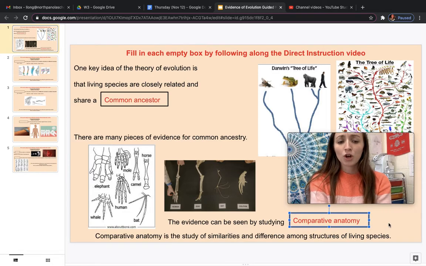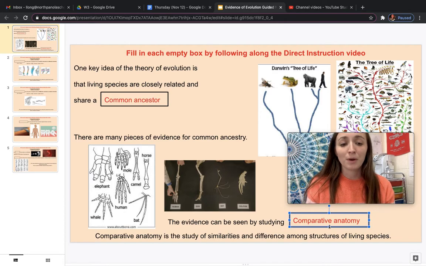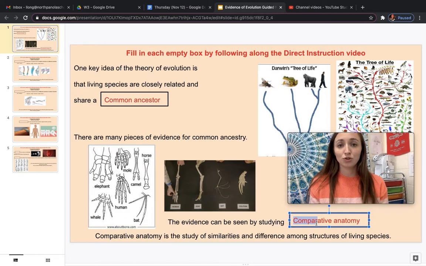Okay, so what is comparative anatomy? Let's break these words down because it sounds tricky, but it's really easy. So comparative, we know what the word compare means. We're just looking at two or more things and seeing how they're similar or different. And that's what comparative is. And anatomy, you may have heard the word anatomy before, maybe not, but anatomy is just a type of science where you're looking at the bones or the structures of a living thing. So they are just looking and comparing the bones of different species.